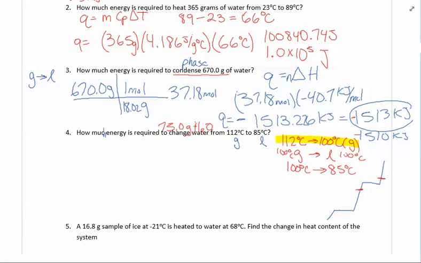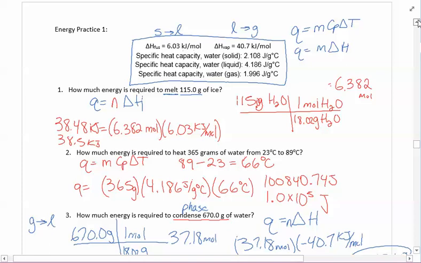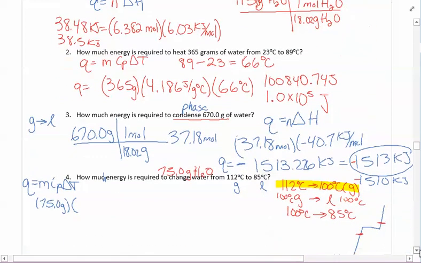So let's start with blue. Because we're changing the temperature, we're going to use Q is equal to mCp delta T. So we have our mass is 75 grams. We can get our specific heat. Right now we have gaseous water, so we look it up in our table, and for the specific heat capacity of a gas, we have the value right there, 1.996 joules per gram degrees Celsius.